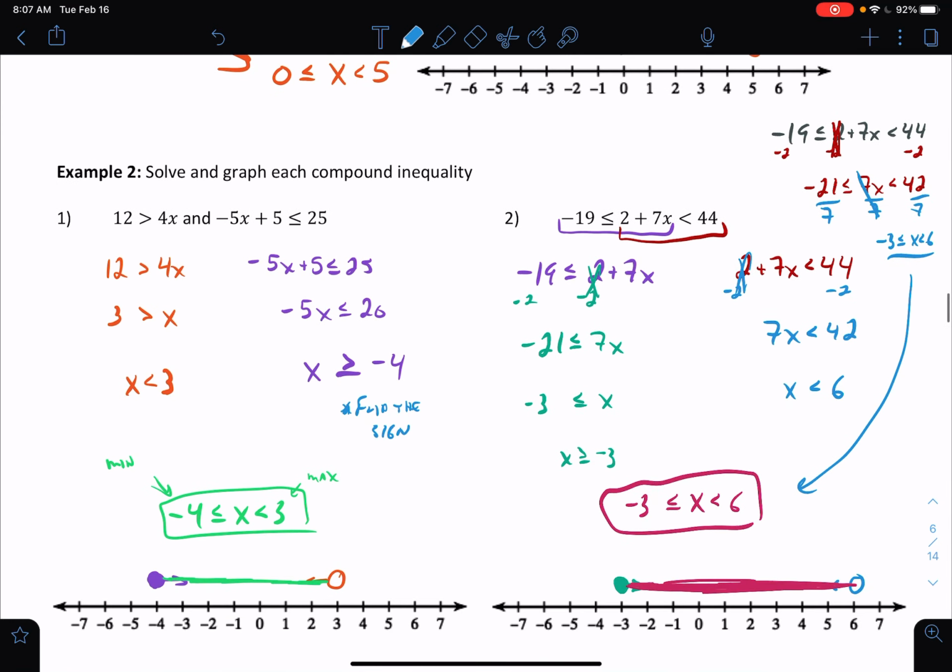In the next video, we'll talk about what inequalities that are combined by the word "or" look like. Stay tuned for that video.